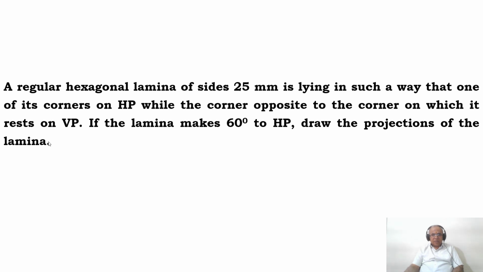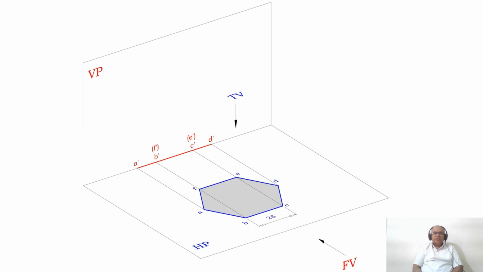So how to solve this problem? First we will go for the initial position. How to consider the initial position? Since he says one of its corners is on HP, since the corner is resting on HP, obviously you have to start the problem from the top view. So here you can see when you look from the top view, you are going to get a hexagon such that the corner is at end to end.